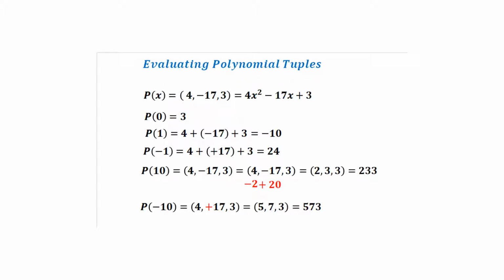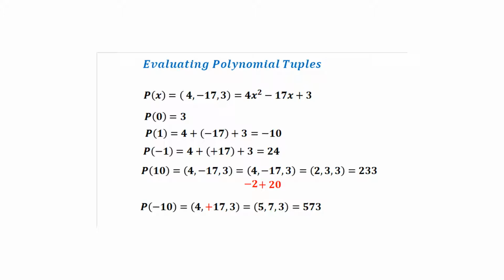Evaluating polynomial tuples. Our first examples will deal with what the polynomial is equal to when x is 0, 1, negative 1, 10, and negative 10. Now, we have the polynomial 4, negative 17, 3. That stands for 4x squared minus 17x plus 3.